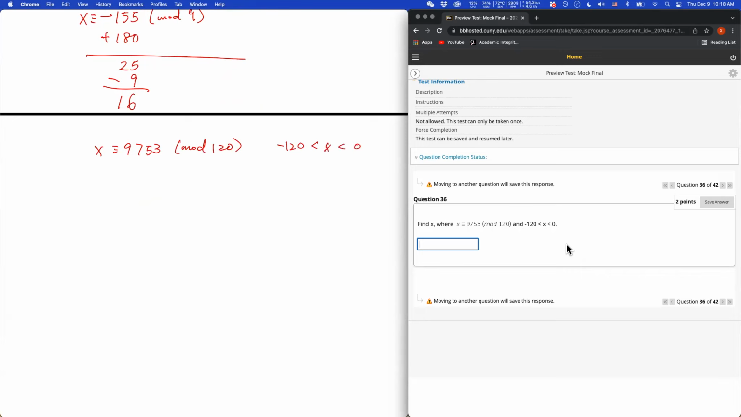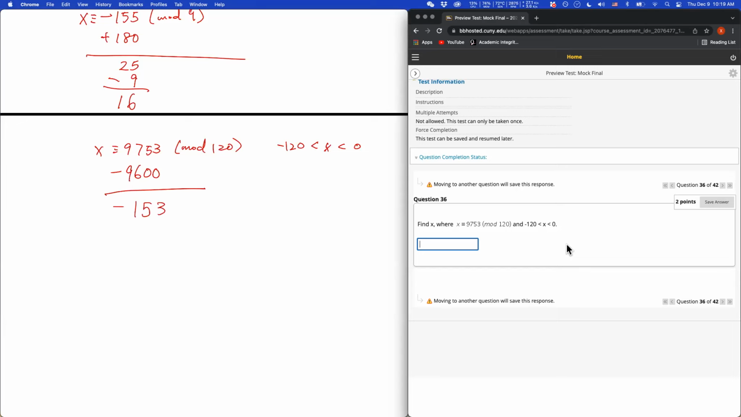Now you want to find a number between negative 120 and 0. So we can add and subtract multiples of 120. And I see people say we can subtract 9600. So 9600 is a multiple of 120. Right, if you multiply it by 80, you will get 9600.